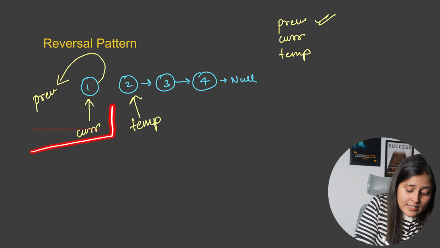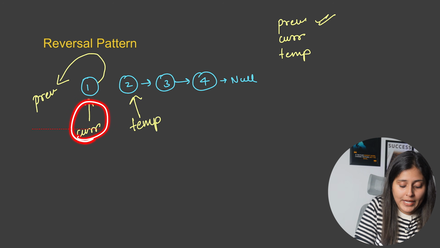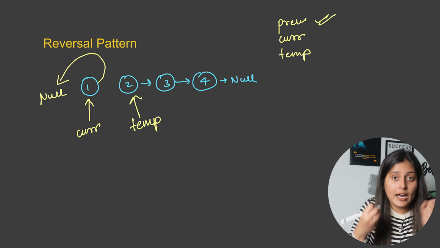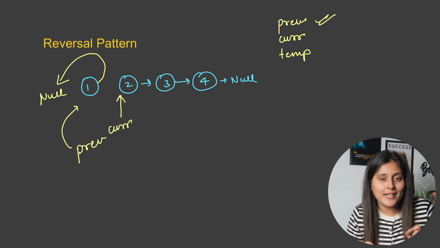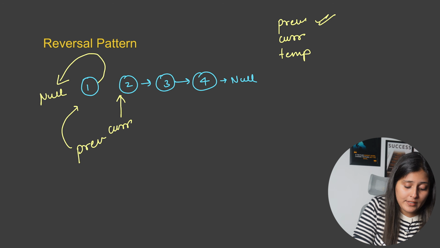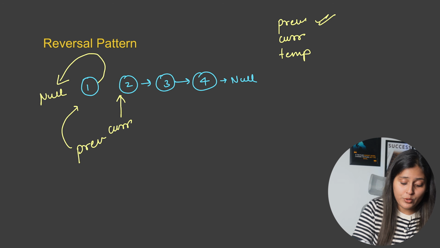After connecting current next to previous, now we would like to move our current to next. But before going forward, our task is to point the previous at current, and only then move your current pointer to the temporary variable. And at this point I can say, yes, the node before 2 has been reversed. Now again we will repeat the same procedure.